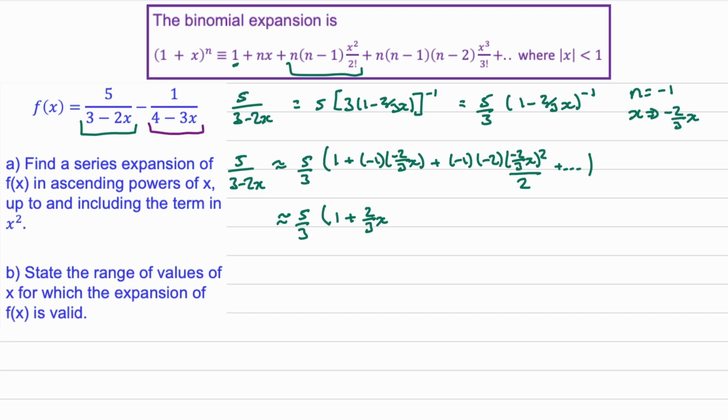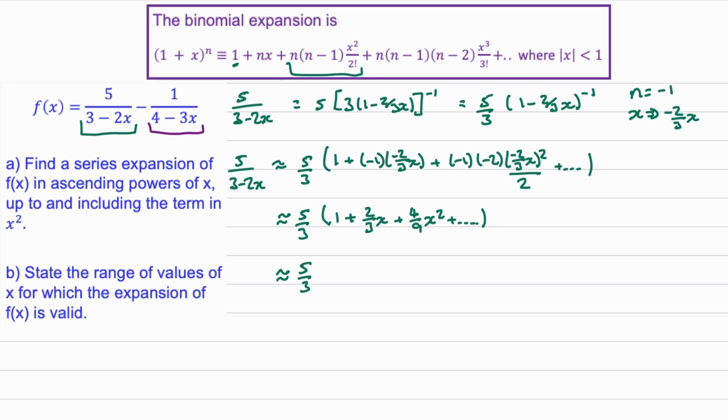And then you can see this positive 2 will cancel with this division of 2. So we're left with -2/3 squared, and this will give us 4/9 x squared. Okay? And then we'll expand out this bracket.